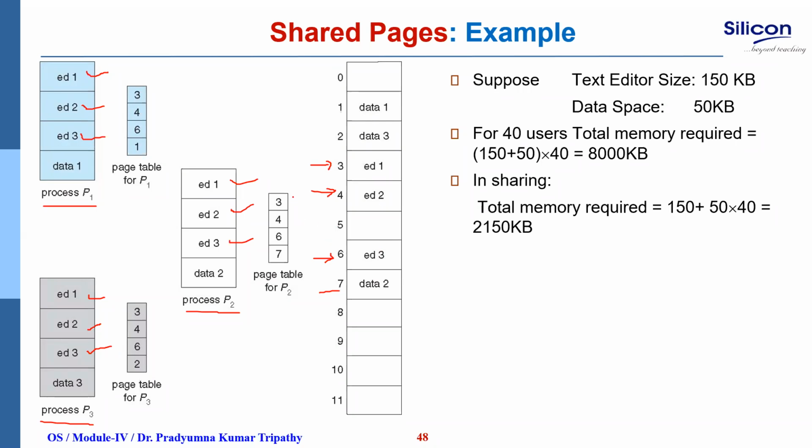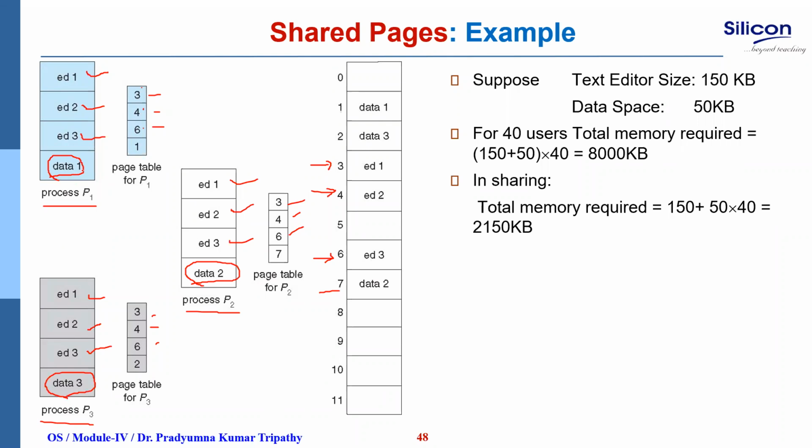So process 1 uses 3, 4, 6. Can you see or not? Process 2 is using ED1, 2, 3, so 3, 4, 6 is also given to this. Process 3 is also using this, so we'll also give 3, 4, 6 to process 3. However, each process has its own data. Although they all are working with MS Word, they are working with separate files.